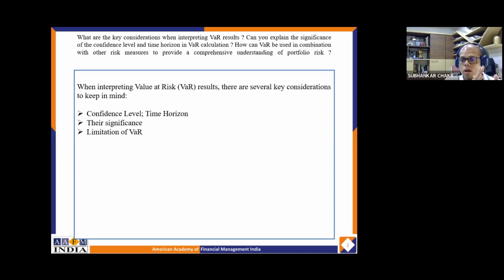So the longer your time horizon, the higher the range of data would be, and that would be giving a risk aversion to your interpretation of VaR. So that is another consideration that you take.